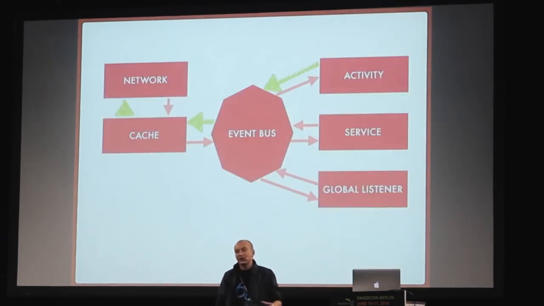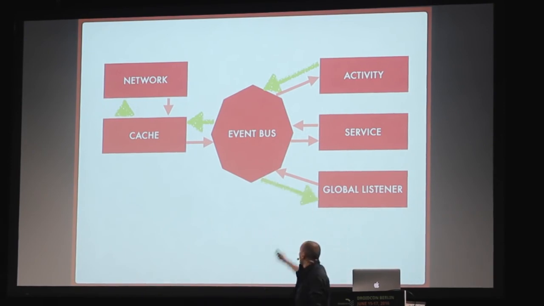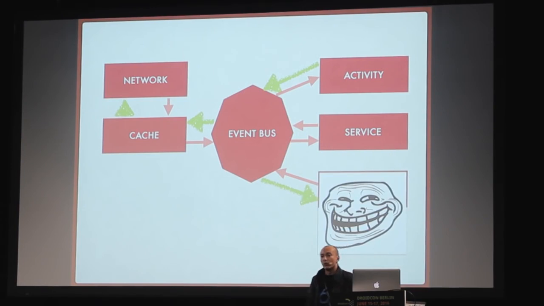Also, it's a classical issue with event bus: it's very hard to follow the data flow. Let's say we think the data flow goes by the green lines, but in practice it might go somewhere else. And we didn't really want that.